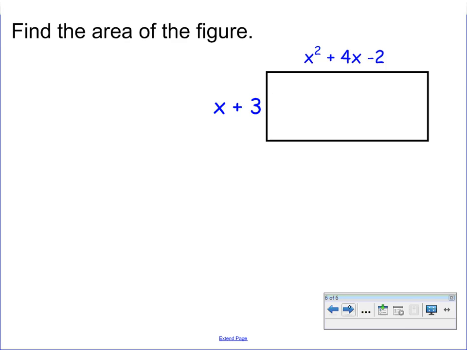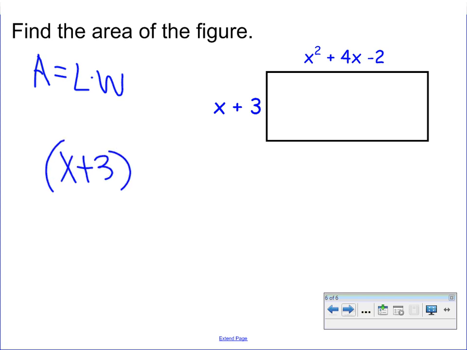All right, last example. Find the area of this figure. Well, it's a rectangle. How do we find the area of any rectangle? Area of a rectangle is simply the length times the width. So that's precisely what I'm going to do here. I'm going to multiply the length times the width, or width times length, either way. So I'm going to multiply x plus 3, that's a binomial, times my trinomial, x squared plus 4x minus 2.